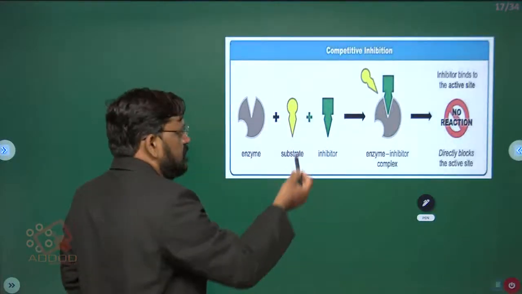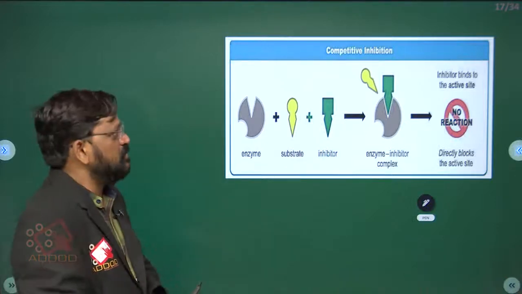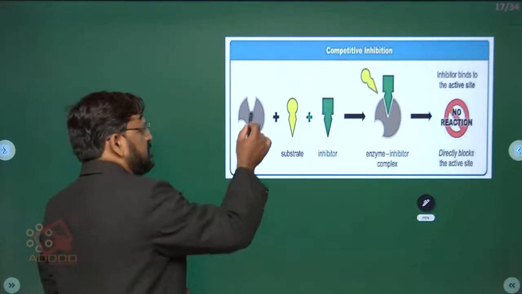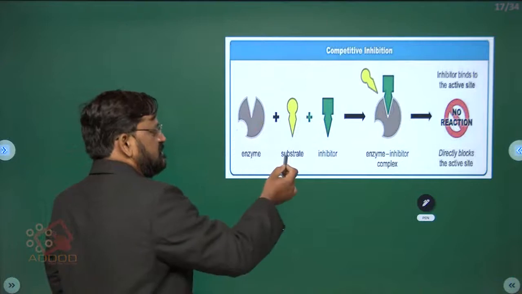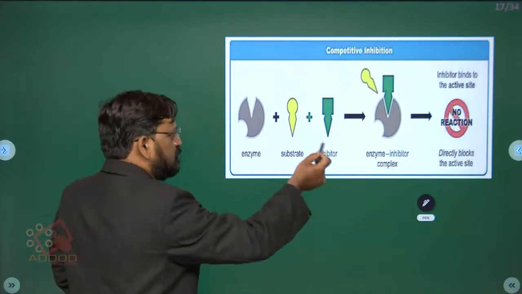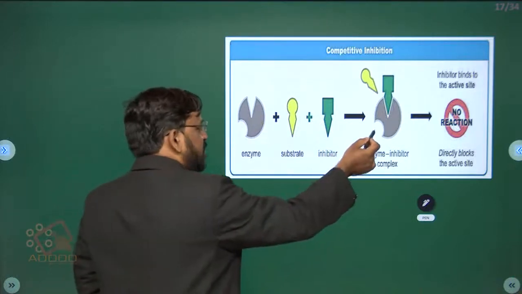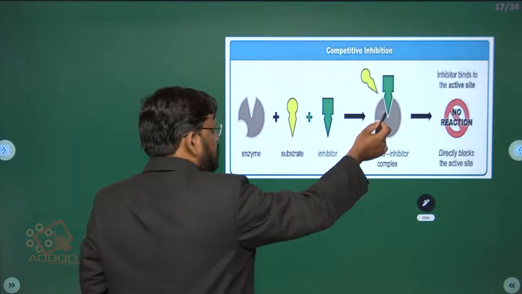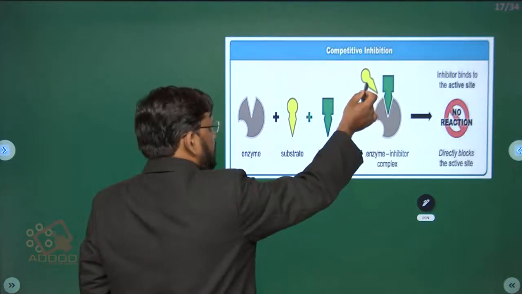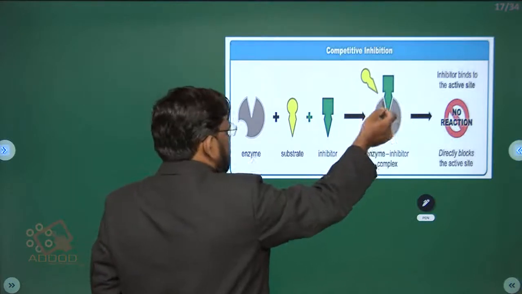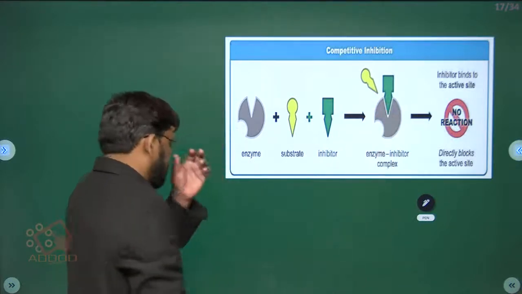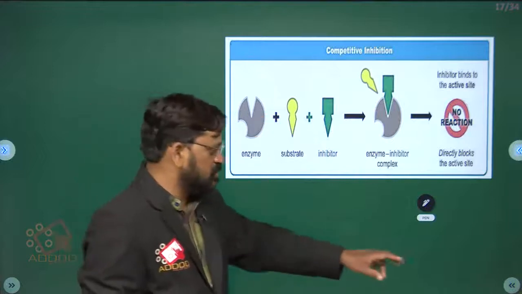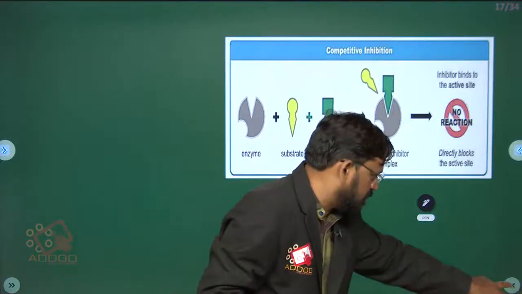Next, this is a diagrammatic representation of competitive inhibition. Here the enzyme is there, and this is the active site. This is a substrate, this is an inhibitor, both closely resemble each other, and they are competing for this active site. Instead of the substrate binding, the inhibitor binds, so there is no place for the substrate to bind. As a result, the enzyme activity stops, so no reaction takes place. This is said to be competitive inhibition, by competitive inhibitors.